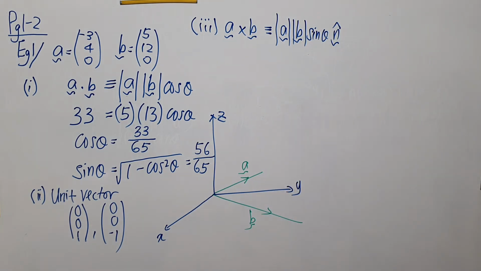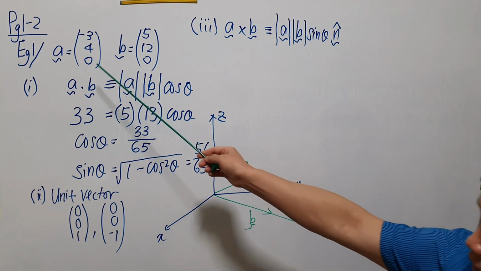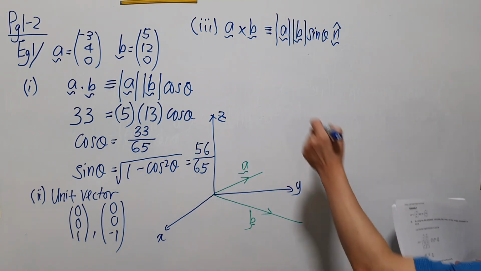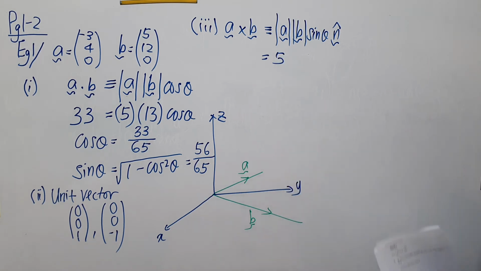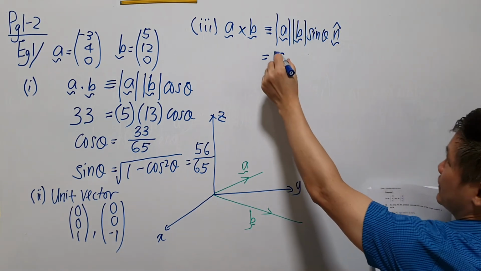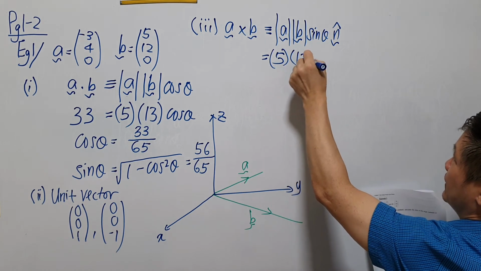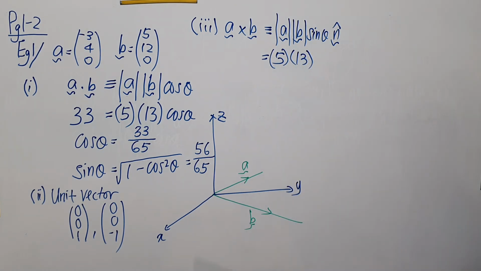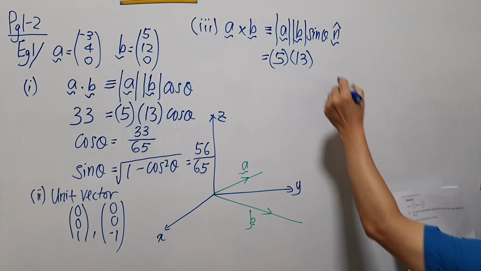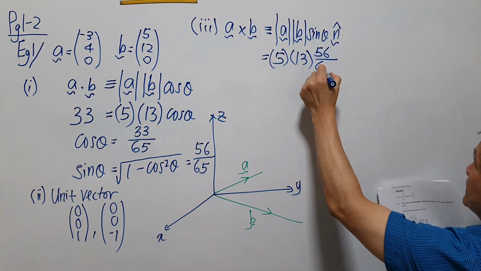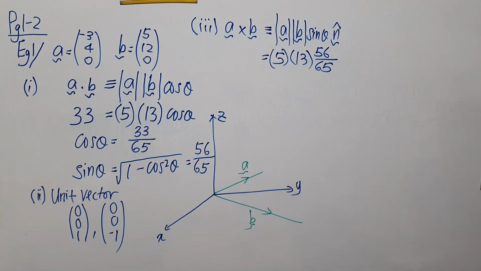So there are 4 things that we need in finding the cross product. We need the modulus of A, the modulus of B, the sine of the angle between them, and the n cap. So how do you get the modulus of A? This is a vector A, and the modulus of A is just 5. Remember, we square, add together, and then take the square root. And B is 13. We have already found the sine of the angle between them, which is 56 over 65. And now we come to this n cap.